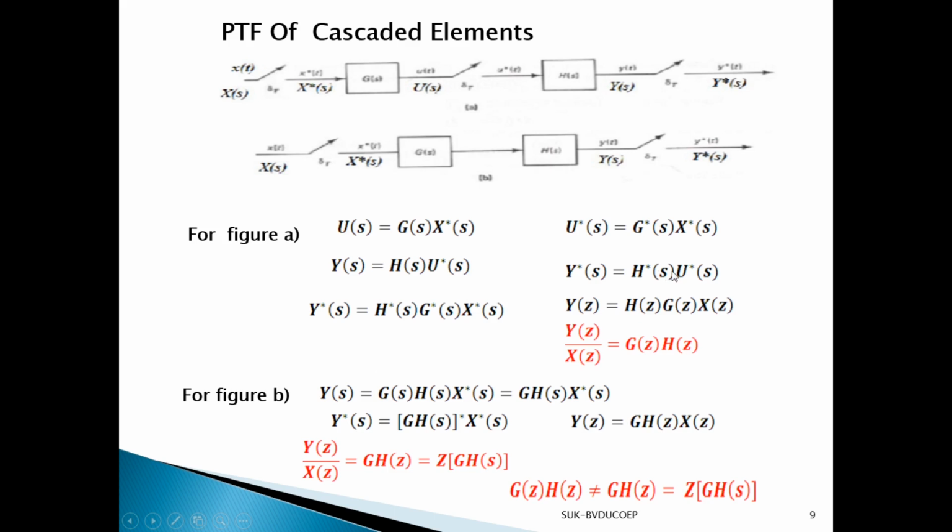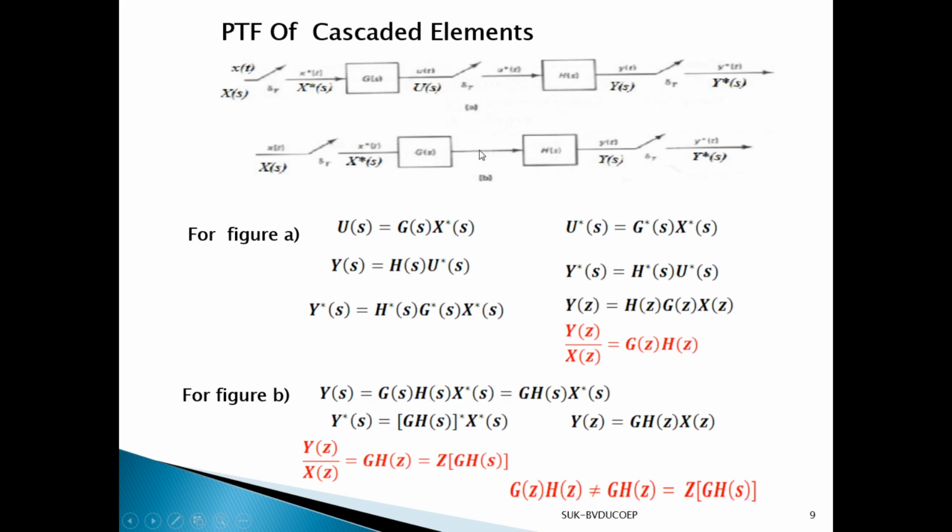So I will substitute now. For Y star is G star into X star, so Y star is H star, G star into X star. This I have substituted. And then Y star is the same as Y(z). So Y(z) is equal to G(z) H(z) X(z). So everywhere there is a sampler, so everything is G(z), X(z). So Y(z) upon X(z) is G(z) into H(z). So they are multiplied directly. Multiplication G(z), X(z). Z transform of this, Z transform of this.